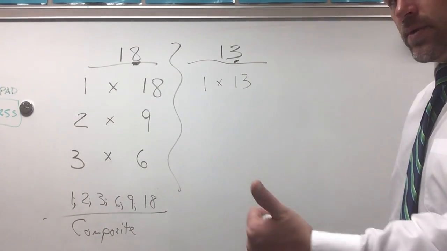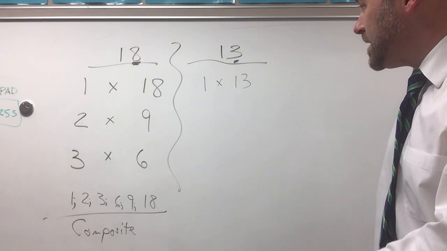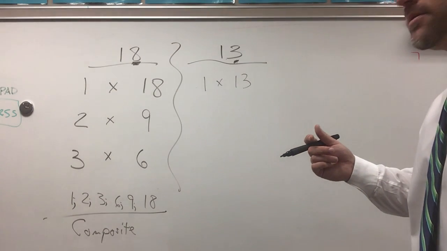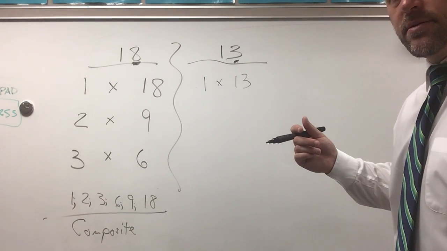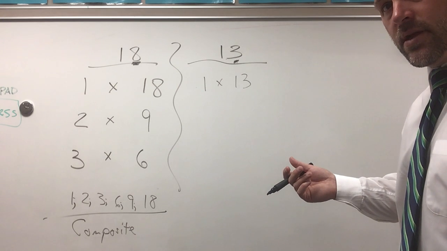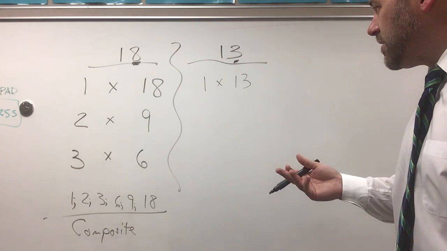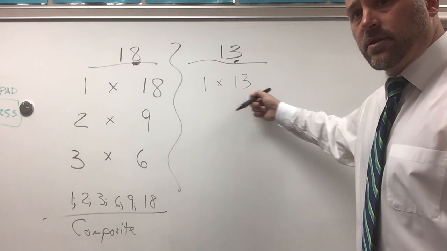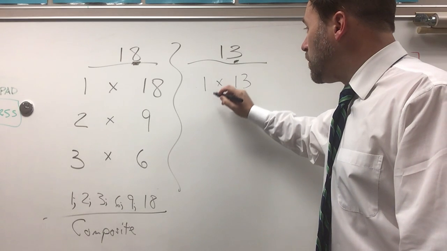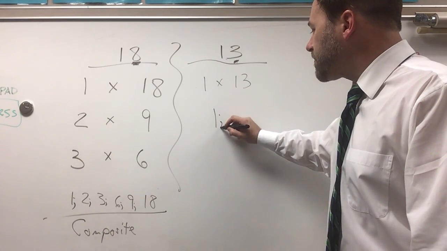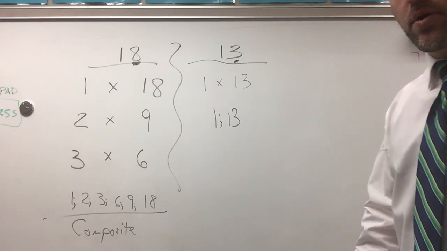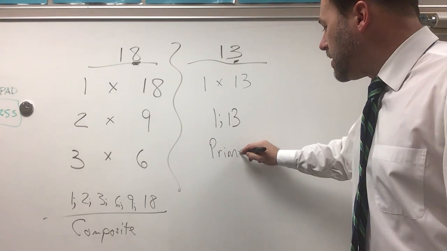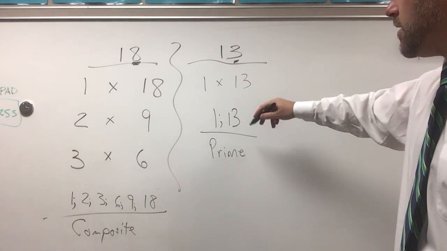What about 3? 3, 6, 9, 12, 15, 18. Nope. What about 4? 4, 8. Nope. 5, 6, 7. Is this all we have? This is all we have. The only factors of 13 are 1 and 13. What do we call that? What kind of number? That's a prime number, okay? Because it only has 2 factors.